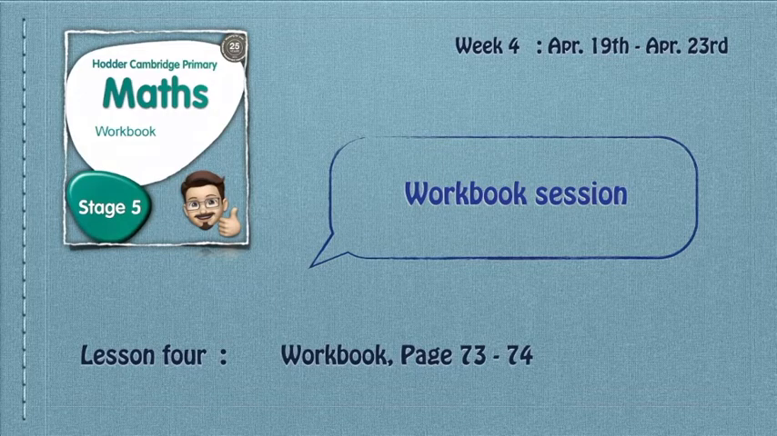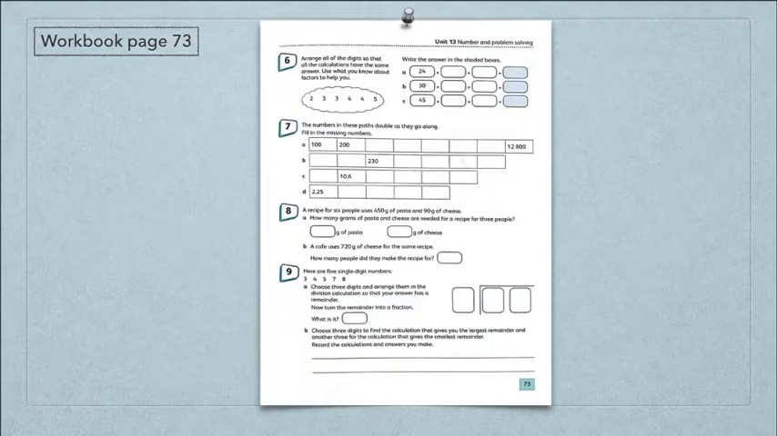Today is going to be a workbook session. We're going to be covering pages 73 and 74, which is going to be about doubling and halving the numbers. Okay, so please open up your workbooks and let's get it started. First thing first, we will start from page 73.